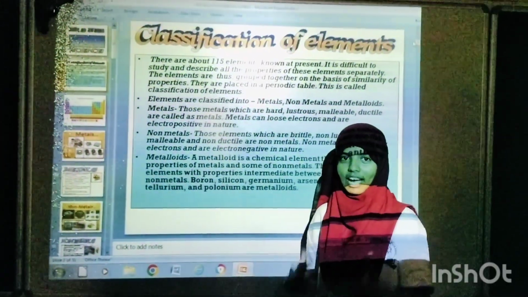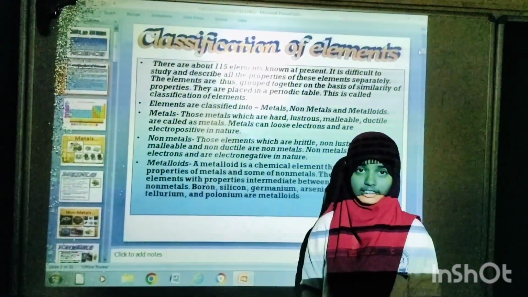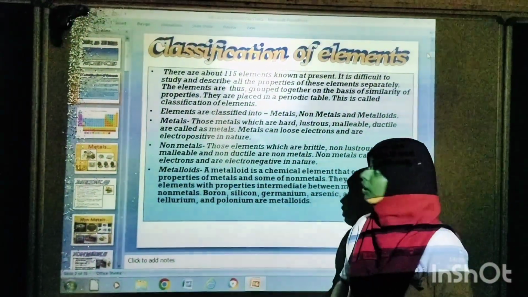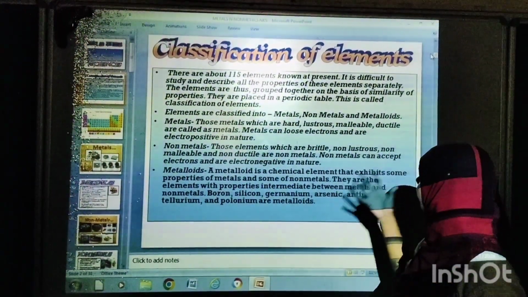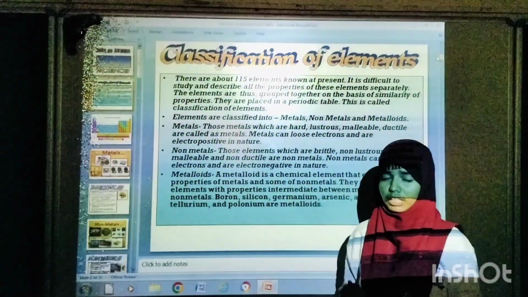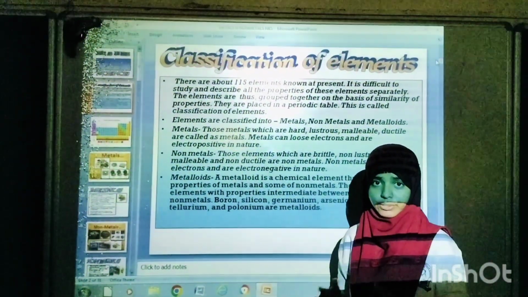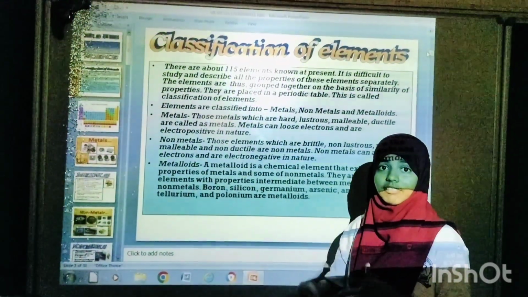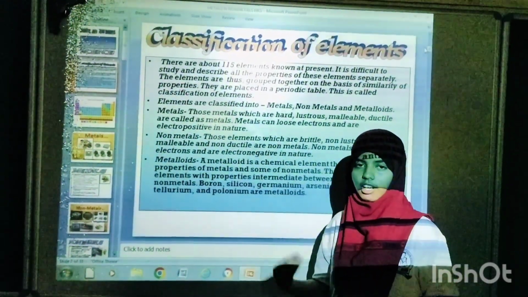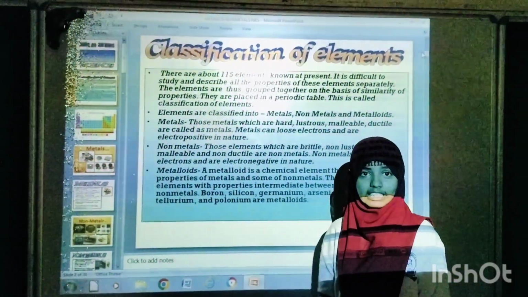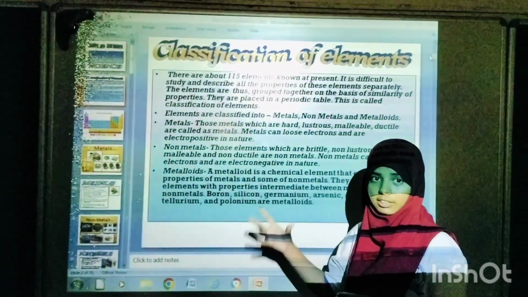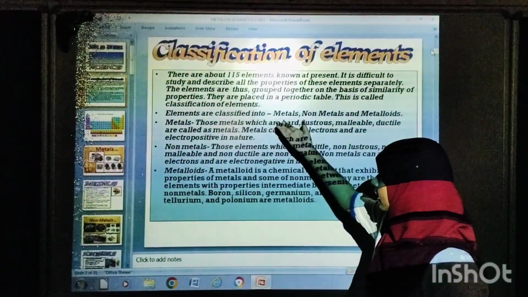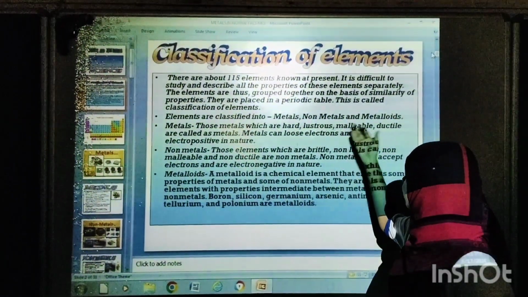Hey friends, my name is Suma and I am from 8th standard. I am going to explain classification of elements. Classification of elements means there are about 115 elements which are used now, so we can't describe them easily. So our scientists classified them into groups. We can say elements are classified into metals, non-metals and metalloids.